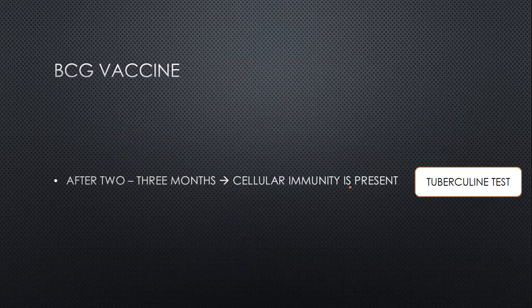And how do we know the cellular immunity is present? Do you know the cellular immunity is related to the T cells, right? We can say it is present by the tuberculin test. Can anybody tell me what the tuberculin test is?